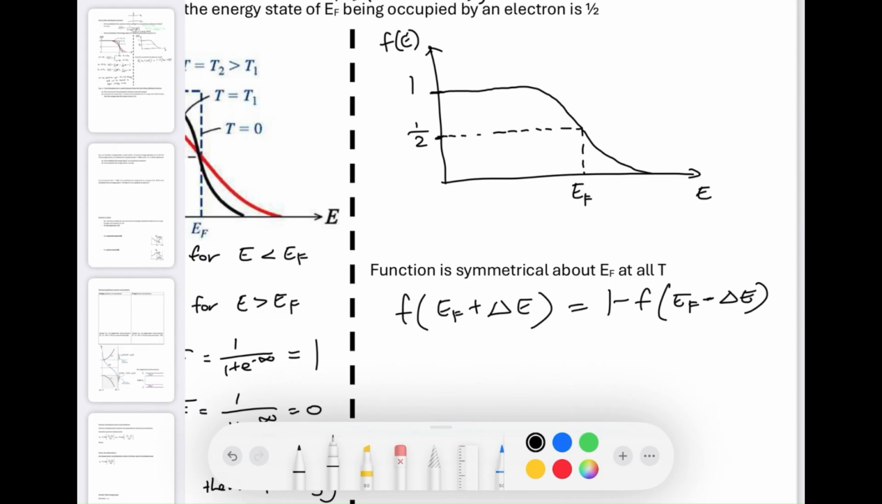Here's EF, and I'm going to draw EF here. This is EF plus delta E. Of course, this is EF minus delta E. I'm going to draw this to the top. So this place here is the 1 minus F of EF minus delta E.